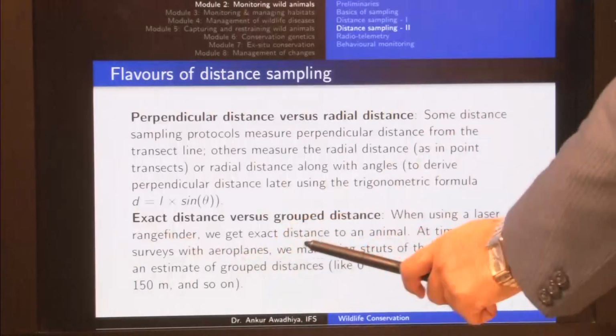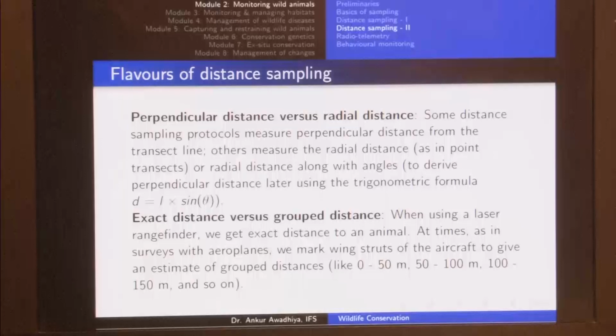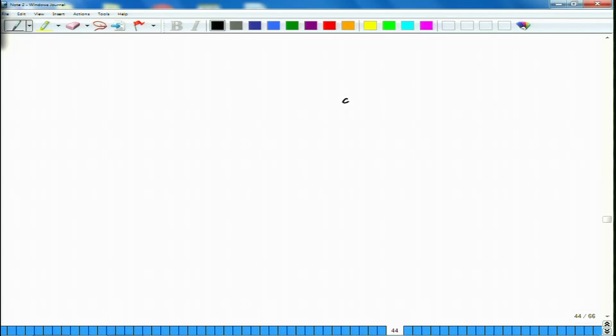Next, we have exact distance versus group distance. What this means is that suppose we saw a group of animals.